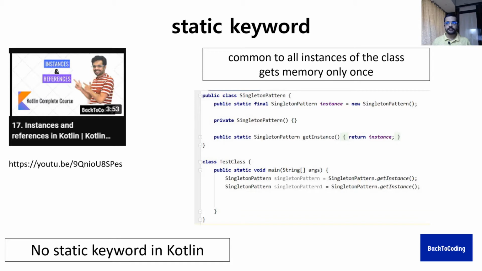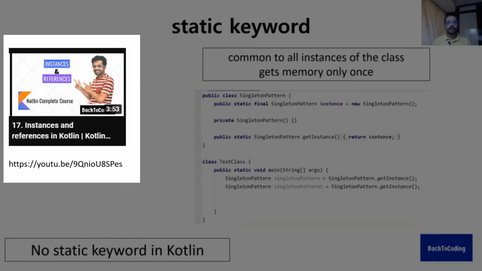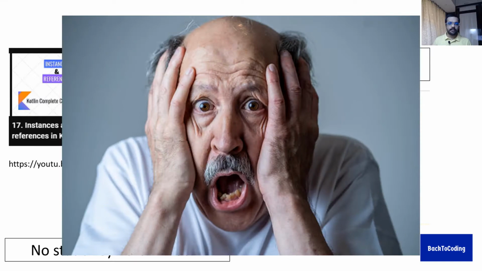If you don't know what are instances, you can refer to my earlier video titled Instances and References in Kotlin. The link is in the description below. But let me tell you that there is no static keyword in Kotlin.